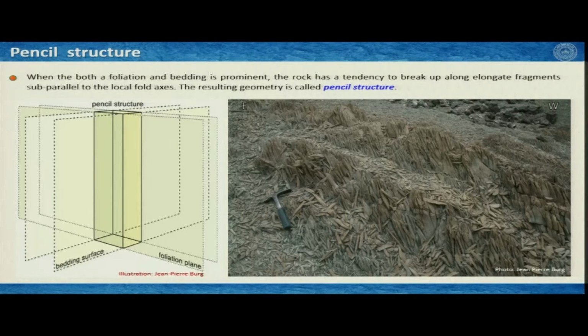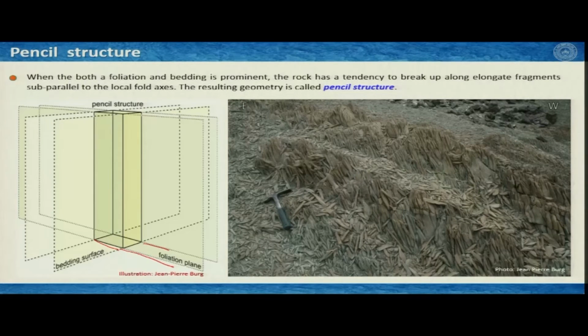As you can see here, you have bedding surface, this one, and then you have foliation plane, this one. So, if they intersect this way, if you think that you are chopping a potato on one side like this and the other side like this. So, one is your bedding plane, another is your foliation plane. The result is some long sticks of potato which you may use for French fries, and these are elongated stuff, and these are known in geological structures as pencil structure.